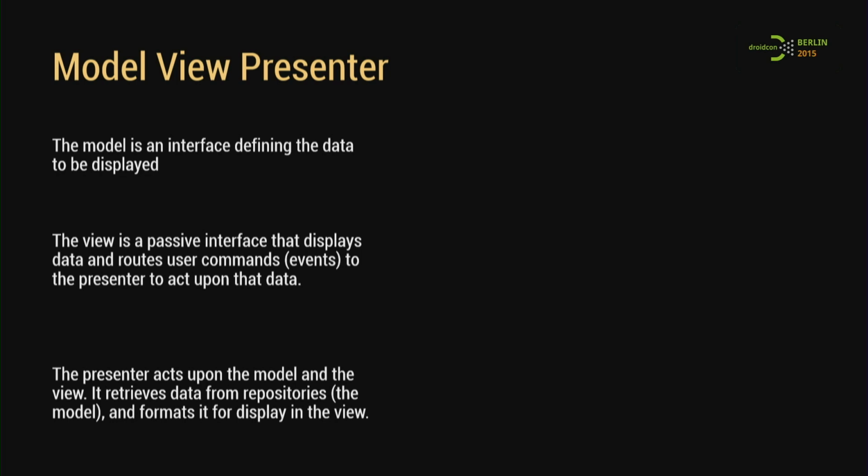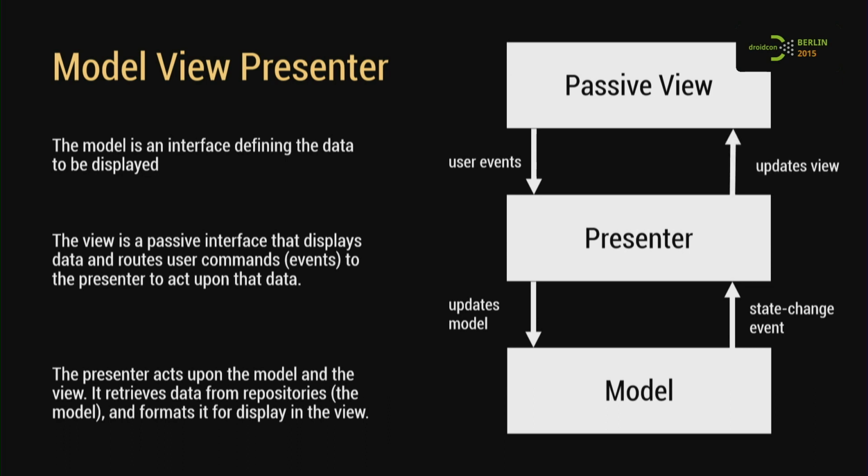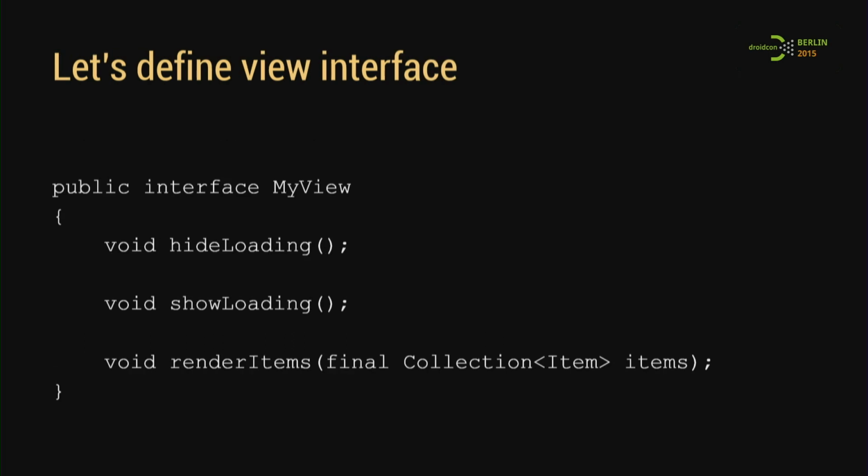So maybe I will show this. When we have our passive view and the user clicks, we send this event to presenter. And presenter will do something with this event and, for example, update the model. However, when the model raises the state change event, presenter will know about this and will update the view. So this is quite an easy example, and we can check how we can implement this on Android.